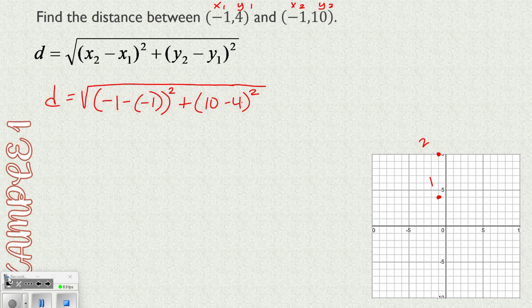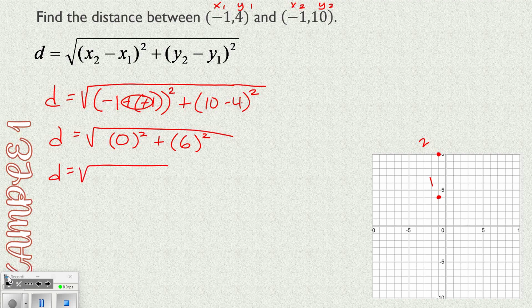-1 minus a negative. This minus a negative actually turns into a plus, right? So now I have -1 plus 1, which is actually 0. And then 10 minus 4, that's a 6. So 0 squared is just 0. 6 squared, you can use your calculator, that's 36. Now I got to add and then take the square root. Well, 36 is a perfect square, so the distance is 6.